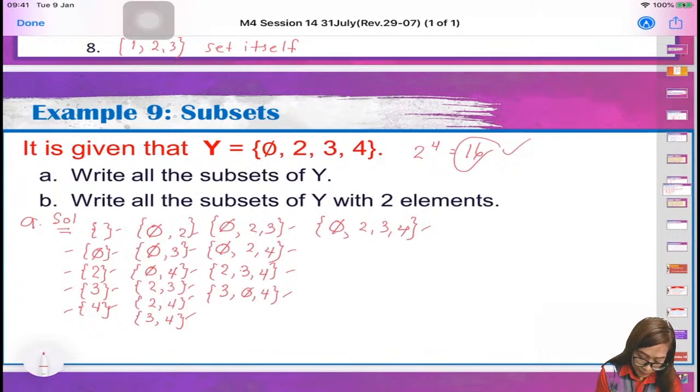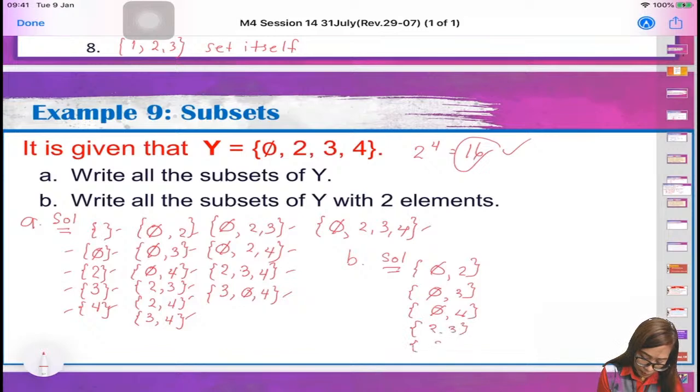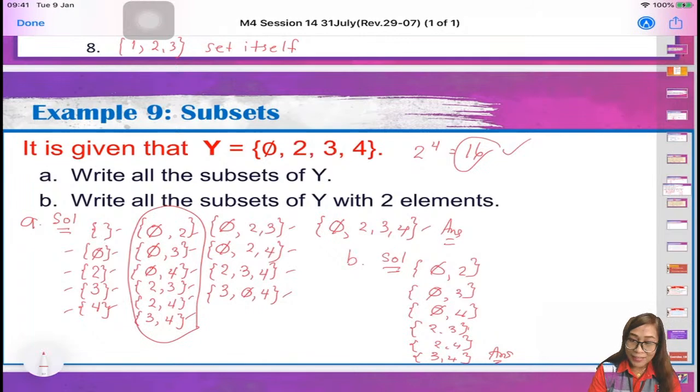And letter B, what are the subsets with 2 elements? Okay, so we have set of 2, set of 3, set of 2 comma 4, set of 2 comma 3, and this is the first one, the answer. All of these are the subsets with 2 elements. Pirouette, you have it there? Yes, very good. Okay, thank you for that.